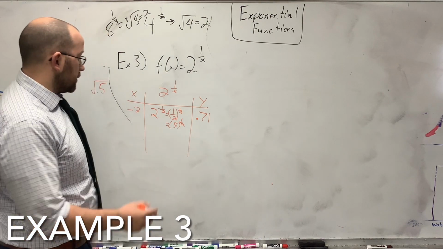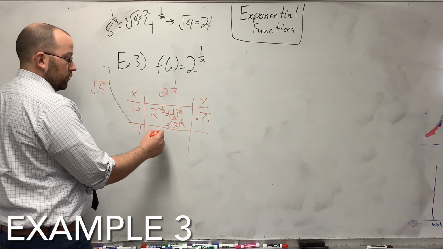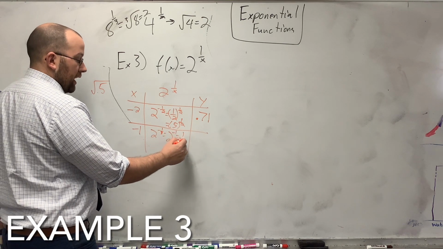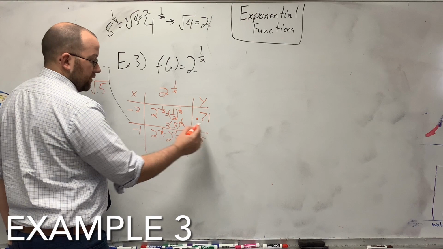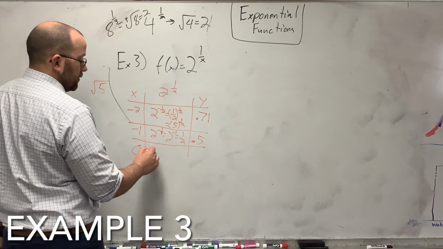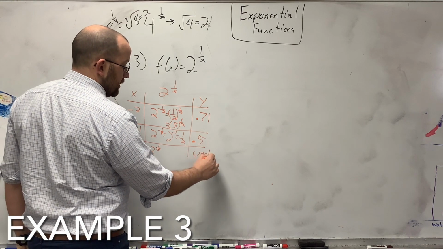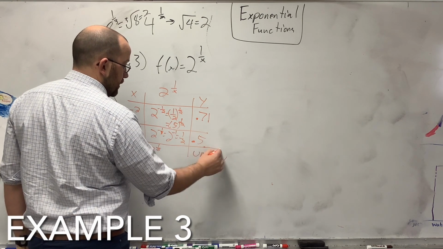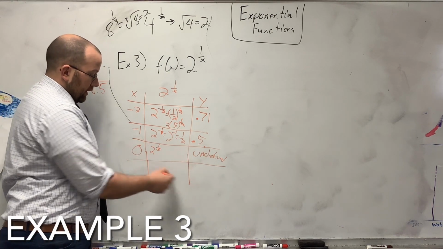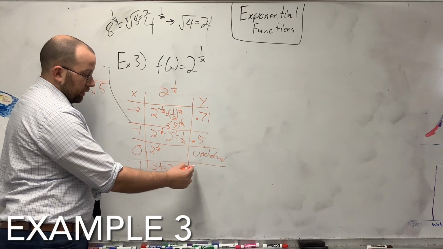All right, now for our next one. Negative 1, so 2 to the negative 1/1, which gives you 2 to the negative 1, which is 1/2. We'll just say 0.5, because we're sticking with decimals. All right, if you put in 0, 2 to the 1/0, you can't do that because 0 can never be in your denominator, so this is undefined. It can't happen. You can never have a 0 in your denominator. You can't divide anything by 0. Now we do 1, so 2 to the 1/1, which gives you 2.